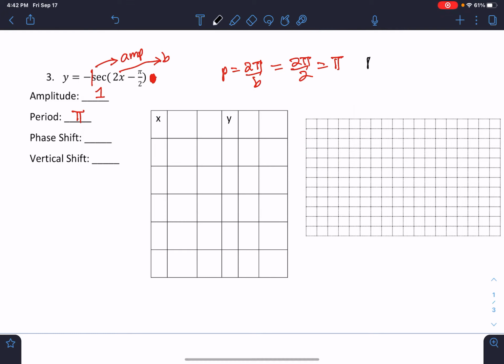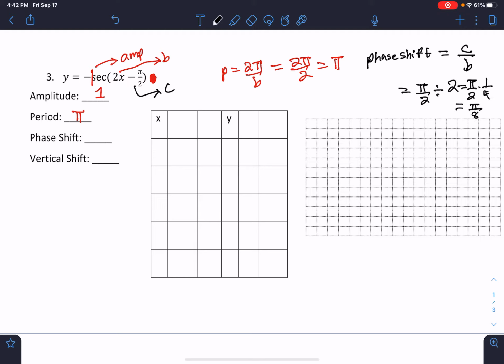Our phase shift equals c over b. This right here is c. So we're going to do pi over 2 divided by 2, which is pi over 2 times 1/4, times a half, sorry. We're doing the reciprocal of 2. I'm not sure why I said 4. So the reciprocal of 2 is a half, so that's why it's going to be 1/2. And you get pi over 4. So I'm going to write pi over 4.